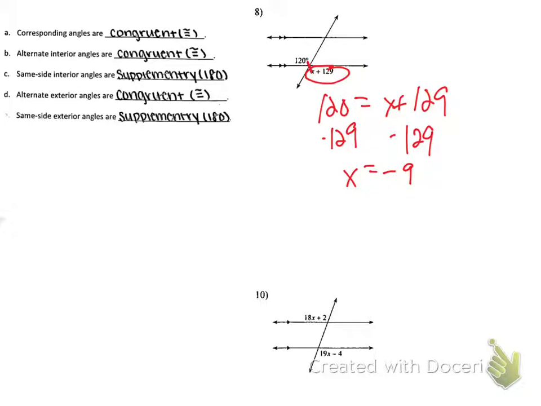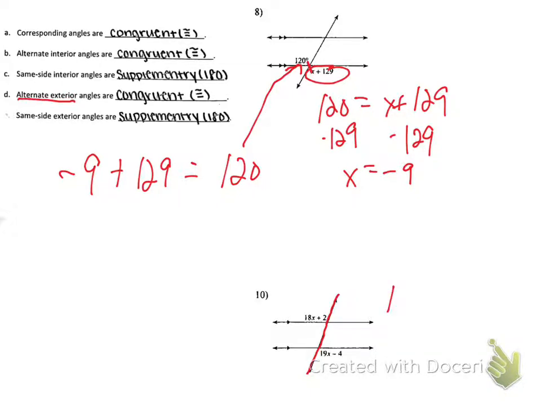So that would be negative 9 plus 129, and that's going to equal 120. That would equal this one right here, since they're vertical. So you're ready to roll. These are on the outside, and with our transversal they're alternate, which means they're on separate sides. So I can go alternate exterior. They're congruent, so I'm just going to set them equal.